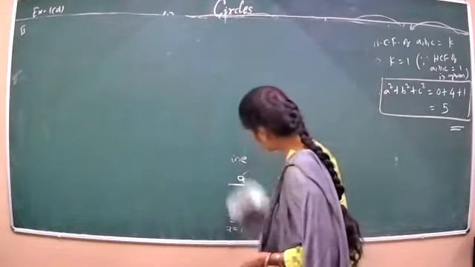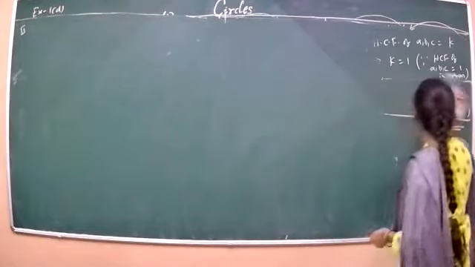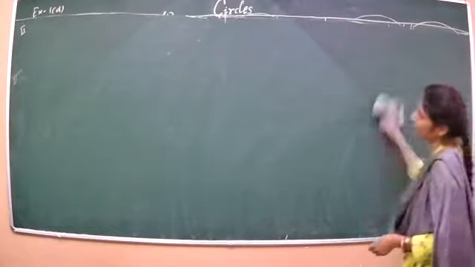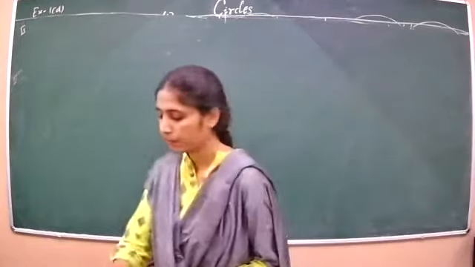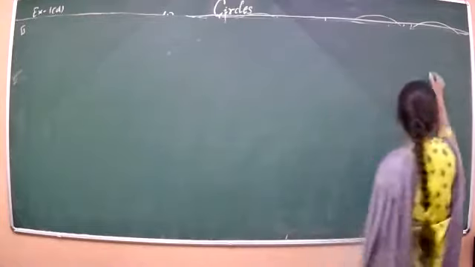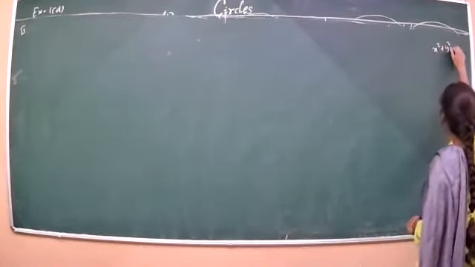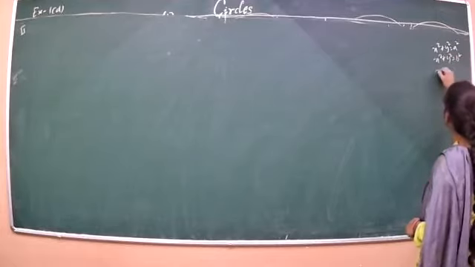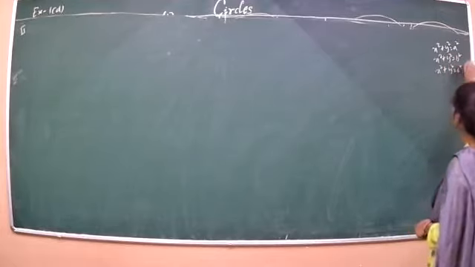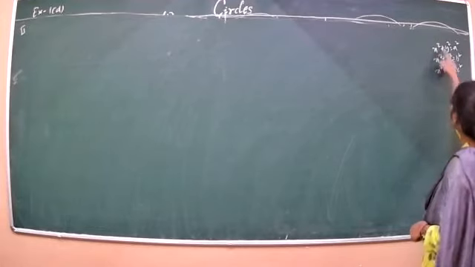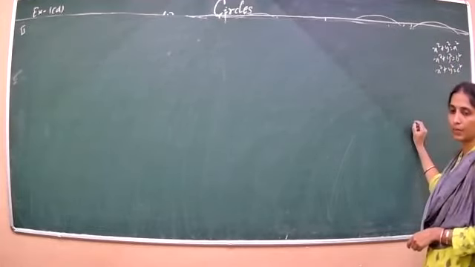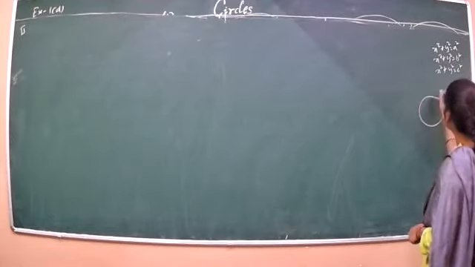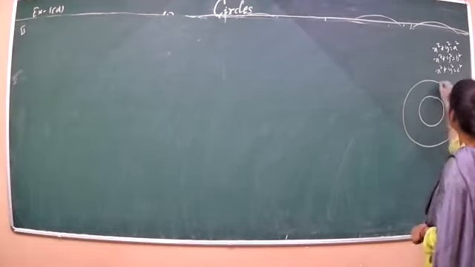Observe the equations of the circles given in the question, children. We have 3 equations. One is x square plus y square equal to a square. Second, x square plus y square equal to b square. Third is x square plus y square equal to c square. When you observe, the center of each circle is 0, 0. Radii differ, which implies all these circles are concentric circles.